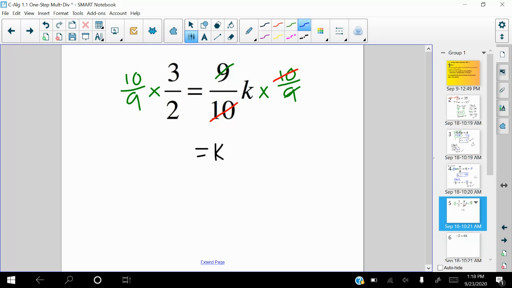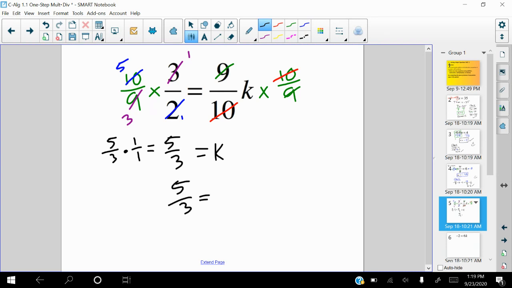Let's go over to the left-hand side. 10 and 2 can simplify to 5 and 1. 3 and 9 simplify to 1 and 3. When we multiply our fractions, we now have 5 over 3 times 1 over 1, which really ends up being 5 over 3 is equal to k. Let me rewrite that for us.